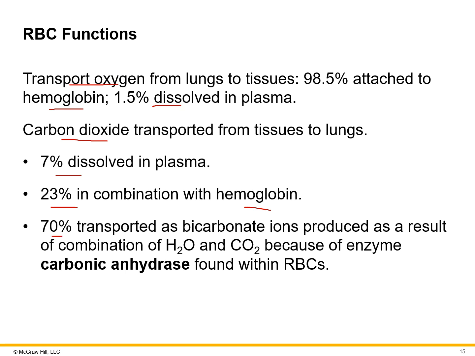But the majority of it, about 70%, travels as a molecule called bicarbonate. And that's the result of combining water and carbon dioxide using that enzyme carbonic anhydrase that we just mentioned. So again, red blood cells have that enzyme. So it takes in that carbon dioxide and makes carbonic acid. And this is also going to be important in maintaining pH.